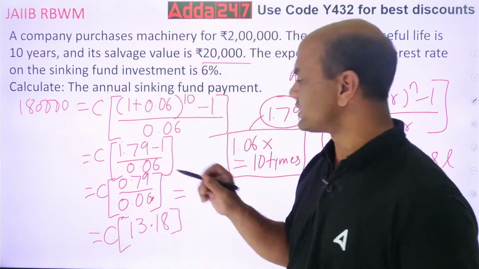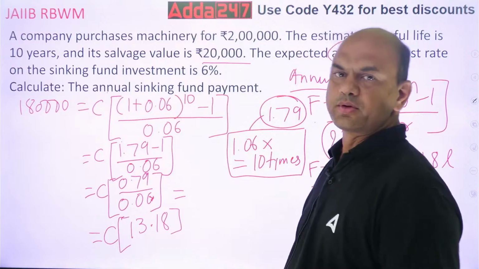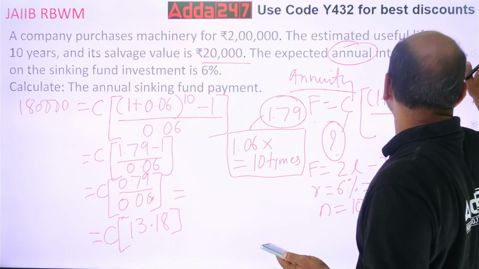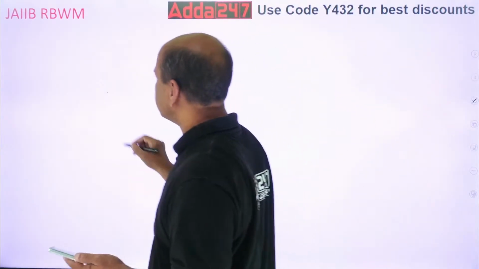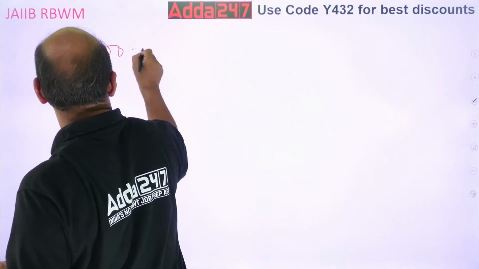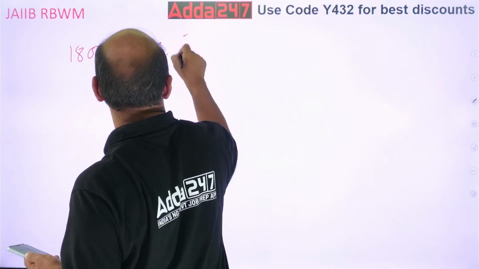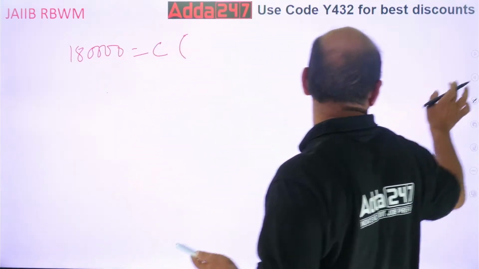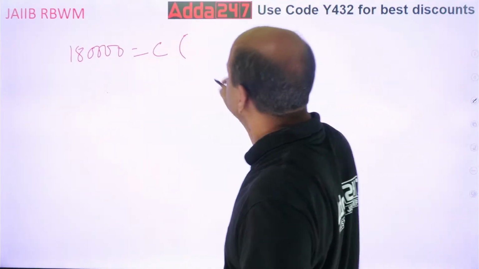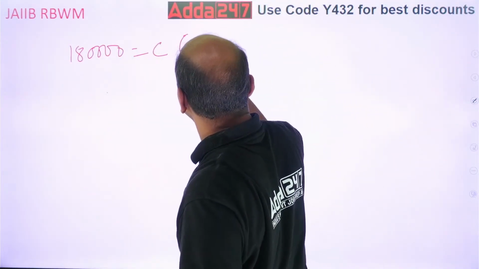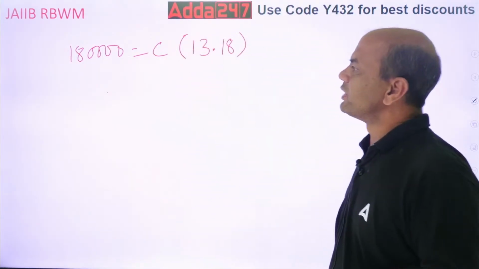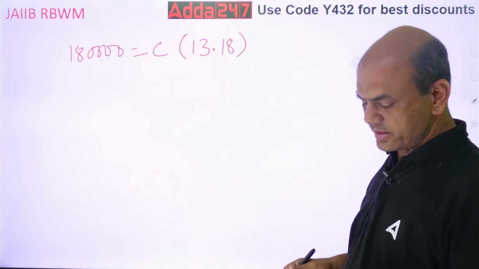So now what is the equation you are getting? The equation is, everyone, 1,80,000 equals to, see this, 180 equals to C into, what was it? 13 point something, right? So let's get the exact figure. 13.18. Okay? So 180 equals to C into 13.18. Do it, everyone.